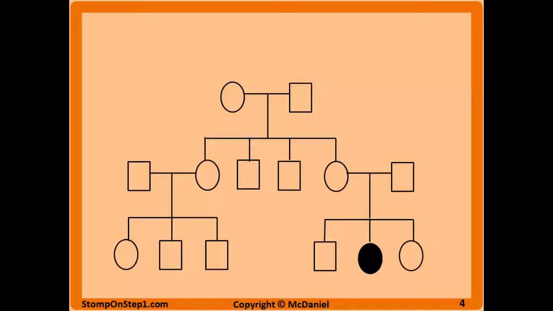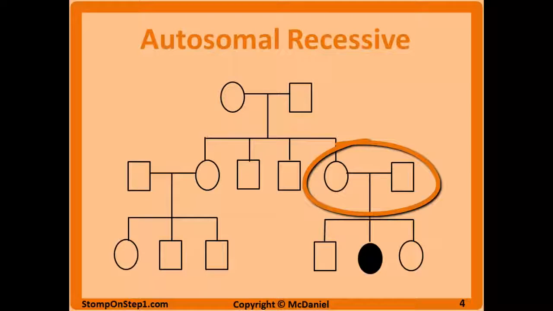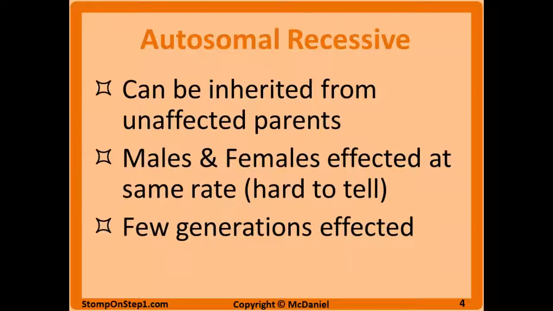First, you're going to see that the disease doesn't affect every generation. There's only one individual here in these three generations affected. The other thing you'll notice is that you can inherit this disease from two unaffected parents. Those are pretty big hints to let you know that it is autosomal recessive. So to review, it can be affected from unaffected parents.